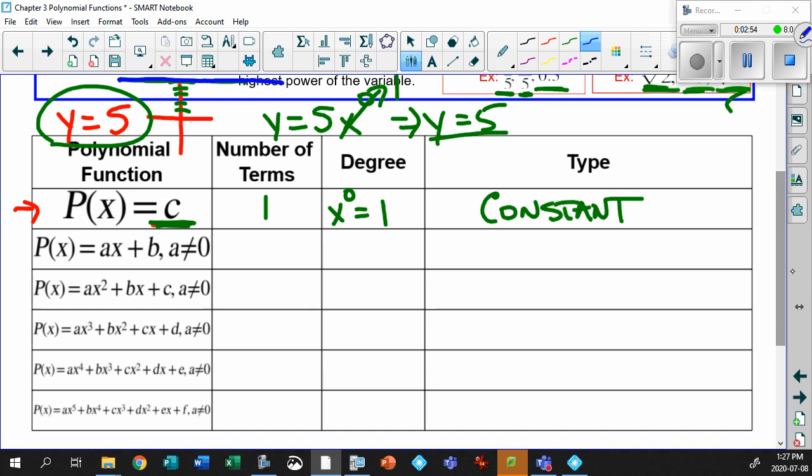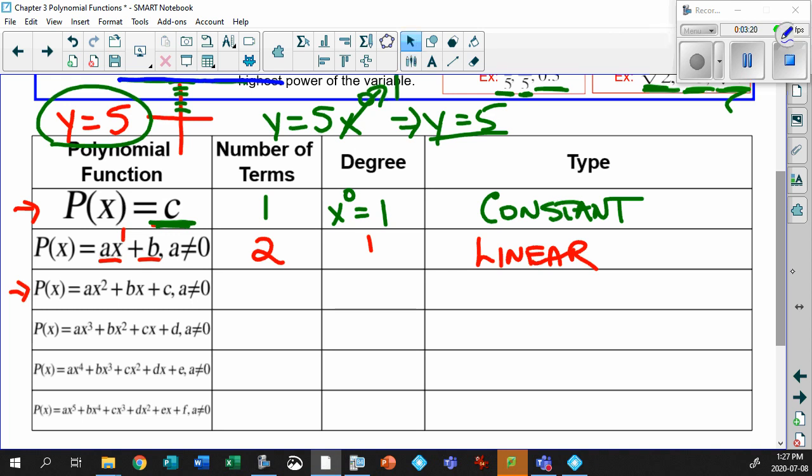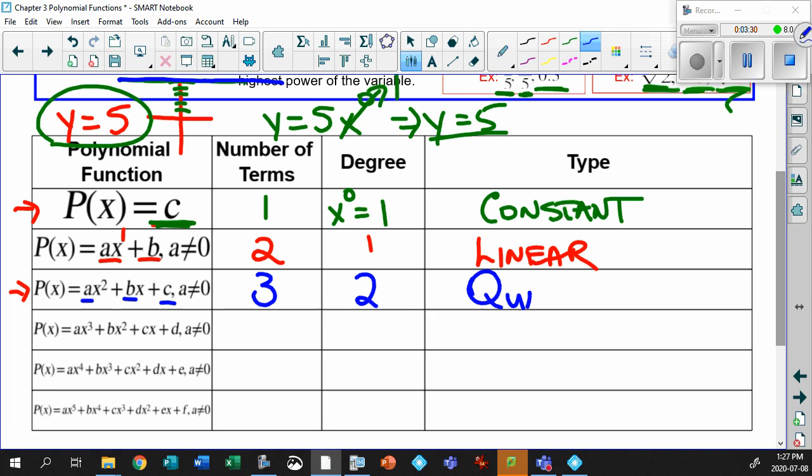Now, look at ones that you're familiar with from Math 10C. y equals mx plus b. How many terms do you have here? You have 2 terms. What's the degree? Degree is 1. What type of polynomial do you have here? This is a line, linear. Look at this one from Math 20-1. You can figure that one out. Number of terms: 1, 2, 3. Interesting, 3 terms. What's the degree? The highest degree is 2. Of course, this is a quadratic.